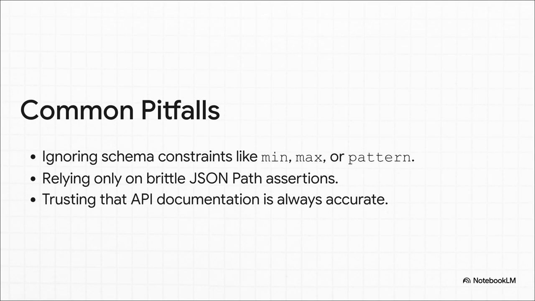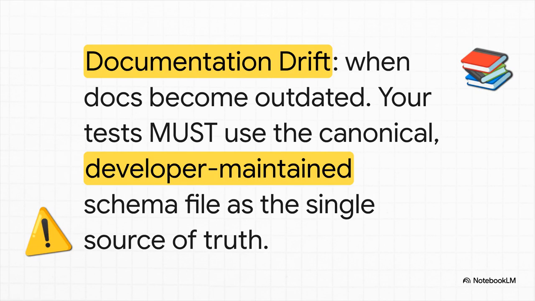The second mistake is falling back into old habits, adding a bunch of extra JSON path checks on top of the schema validation, which just makes the test brittle again. But the biggest one, the one that almost everyone misses at first, is just blindly trusting the API documentation. This leads us to the biggest trap of them all, something I call documentation drift. It's when the code changes, but the docs don't.